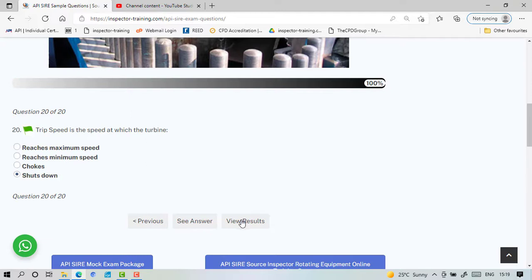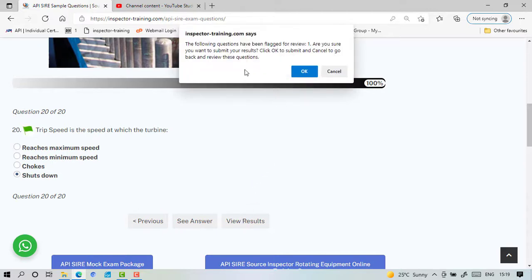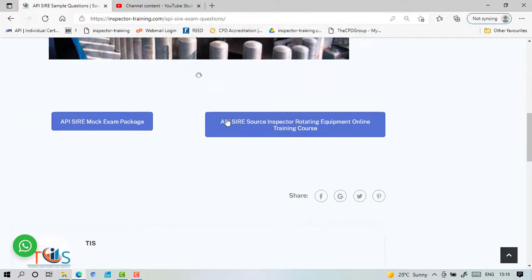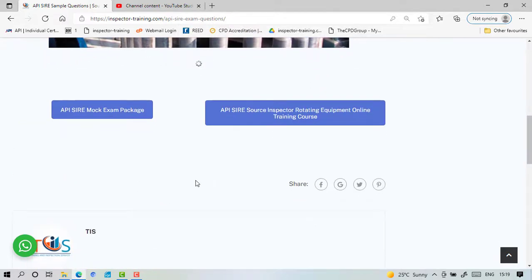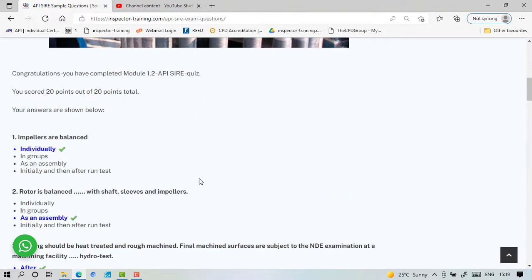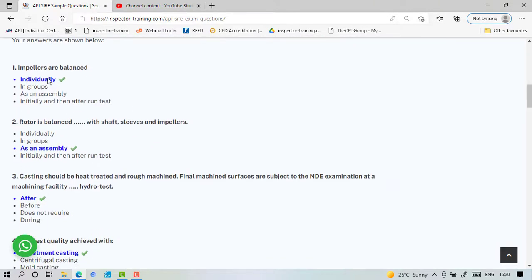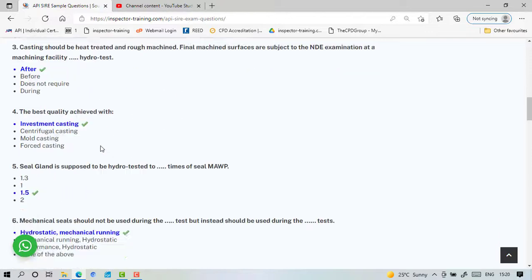So now you can review the results. I ask you that you have already flagged a question. Do you want to still see the results? Say OK, and here we'll see the results of what we did with the question. So here you get your score out of 20 points total, and these are what we marked, which turns blue, and the tick means it's a correct answer. If it is not a correct answer, then it would be a cross with a red mark.